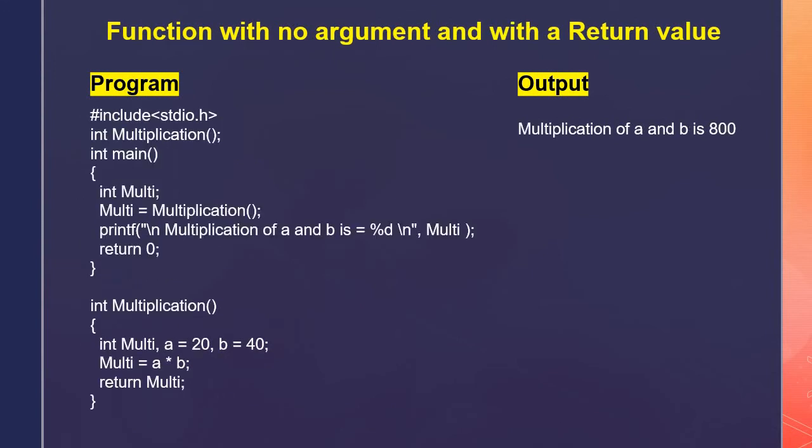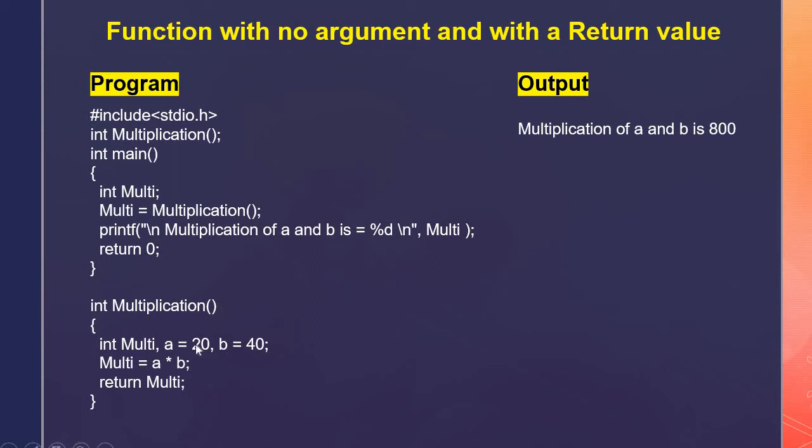And the second category, the function with no arguments and with return value. It does not accept any arguments, but it will return a value to the calling area. The explanation is with the program, int multi. I have defined a variable multi with the multiplication function. On seeing this multiplication function, the control will jump over to the function int multiplication.